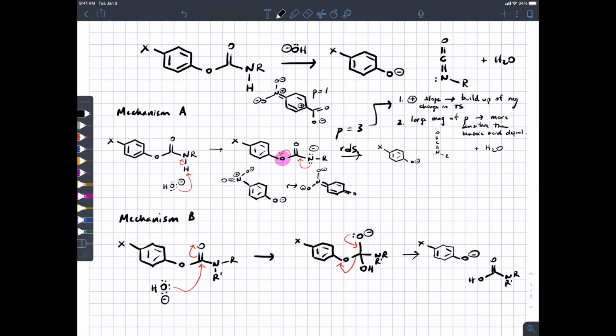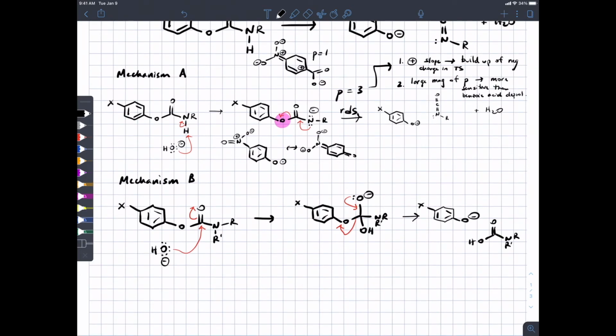Okay? Now let's consider mechanism B, and the rate determining step here is the formation of the tetrahedral intermediate. So that's this step. The rho value for this reaction is 1. So it's a lot lower than the rho value for mechanism A.